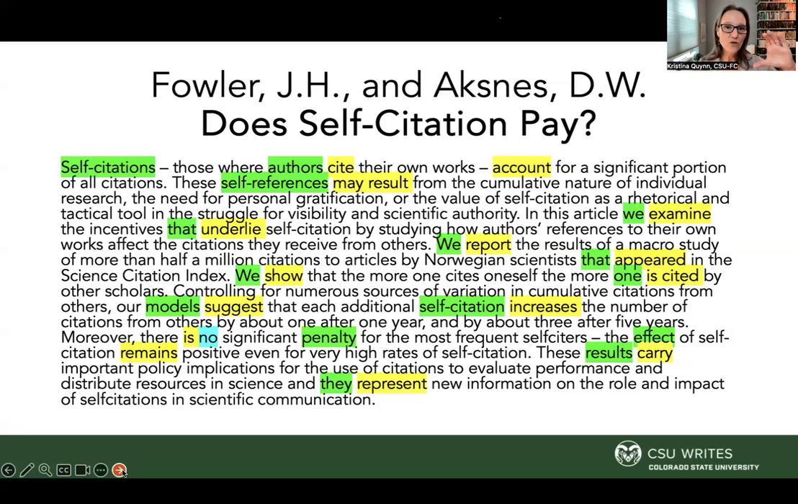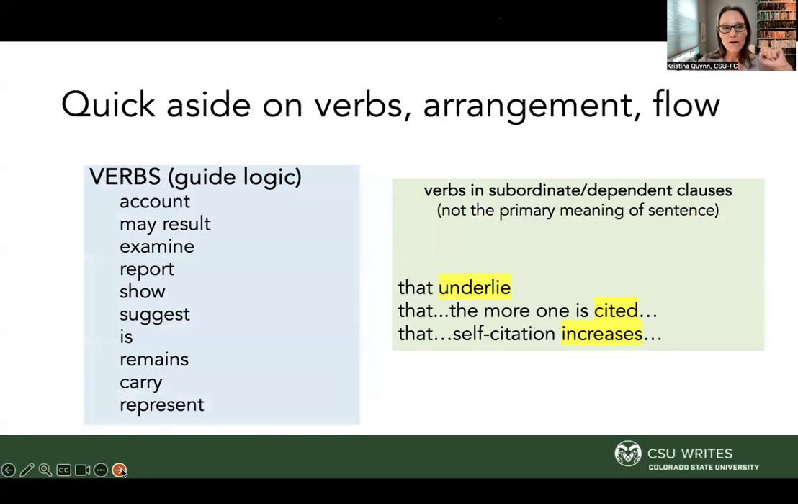And if you have a short, condensed space in order to tell the story of your research, as you do in an abstract, you want to make sure that you have really strong verbs. So again, these verbs are all pretty strong, and there are some also subordinate clause verbs, but even those are pretty strong: underlie, cited, increase.